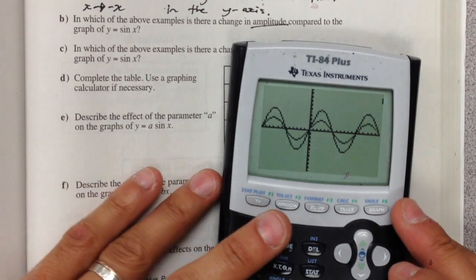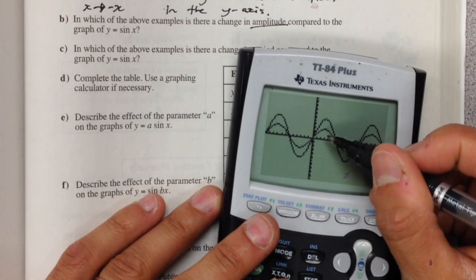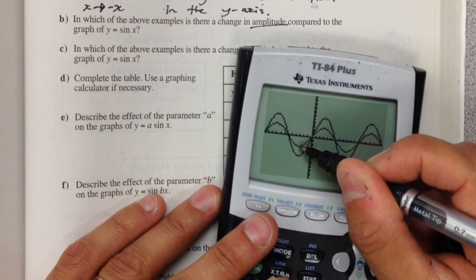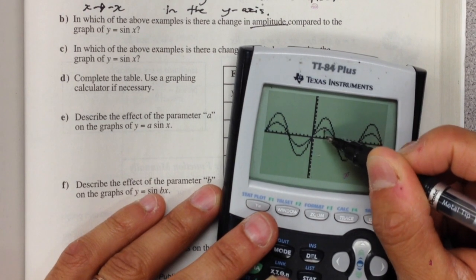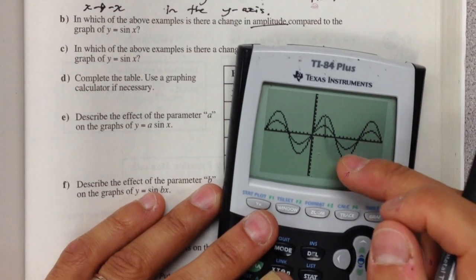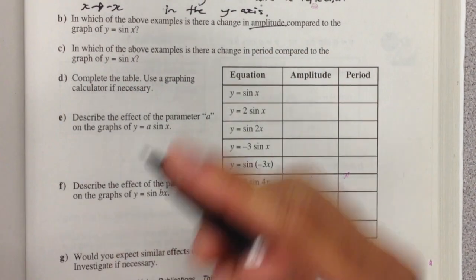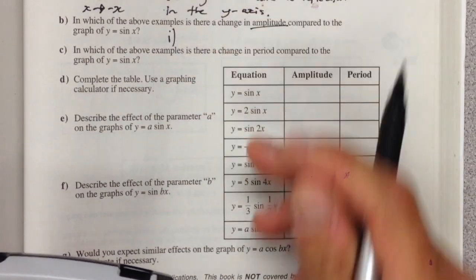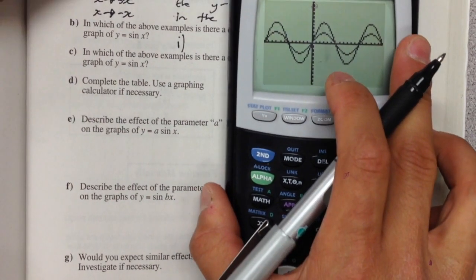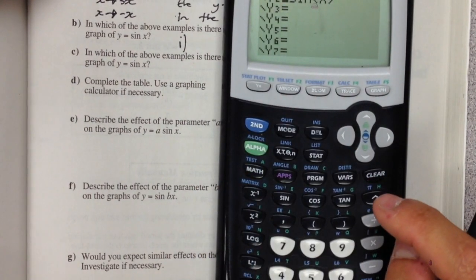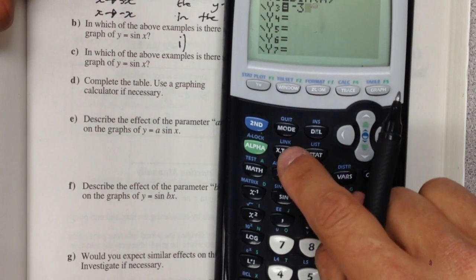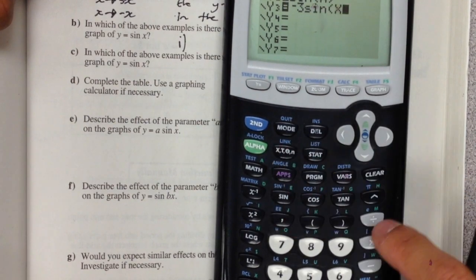So my first one, I have a change in the amplitude, right? My amplitude is the difference between the minimum and the maximum value. So here's my min and max compared to my min and max here. So I know that there is going to be a difference. So graph number 1, and let's compare. Graph 2 looks very similar to graph 1, so let's see what happens if I were to graph that. So minus 3 sine x, graph.